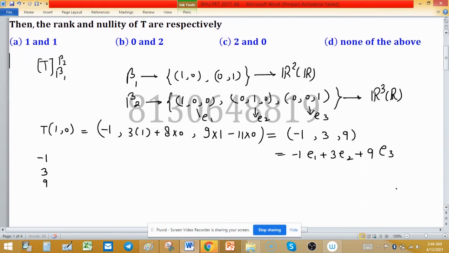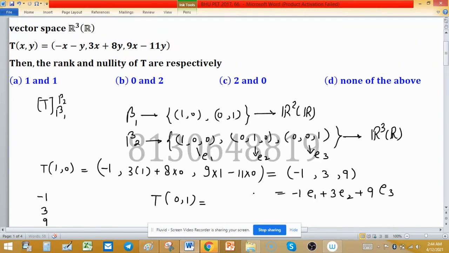Now find image of second element of this linear transformation. Basis element is (0, 1). So image of this element will be, value of x will be 0. So (minus 1, 8, minus 11). So this one can be written as minus 1 e1 plus 8 times e2 minus 11 times e3. So second column will be minus 1, 8, minus 11.